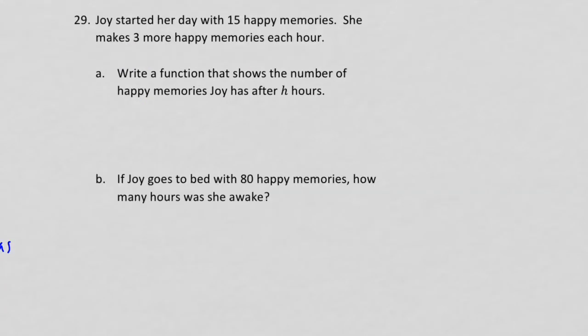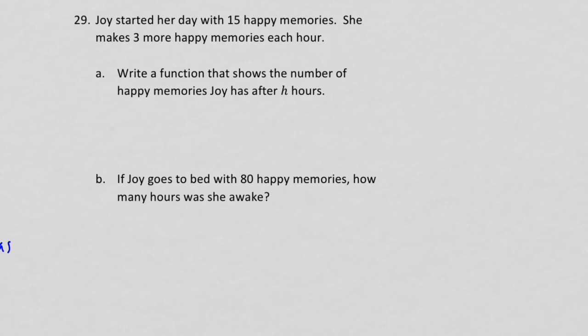Okay, 29. Joy started her day with 15 happy memories. She makes 3 more happy memories each hour. Write a function that shows the number of happy memories Joy has after 8 hours. If Joy goes to bed with 80 happy memories, how many hours was she awake?